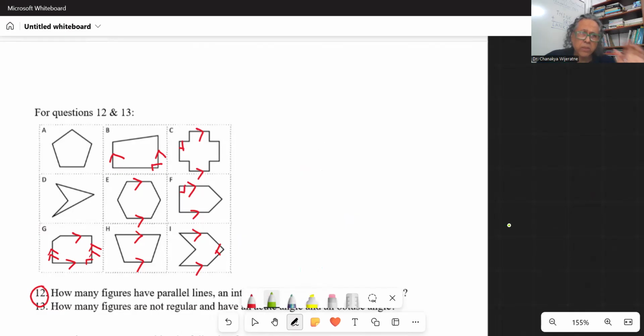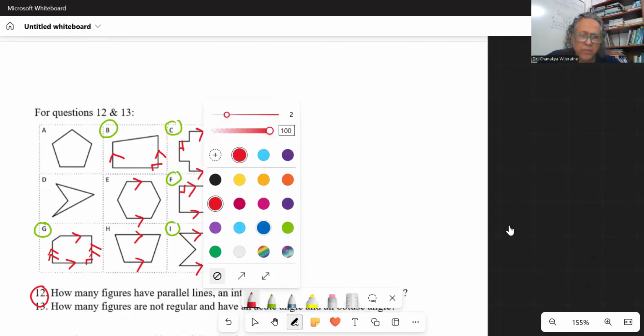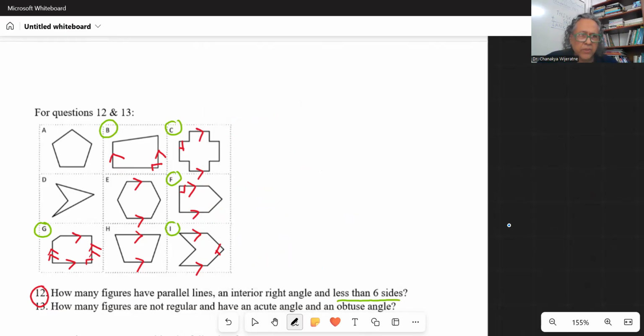circle parallel lines and right angle. So B, C, F, G, I. So now we have these five. And out of those, how many have the last condition, less than 6 sides? So this has 4, right? I'm going to use a different color. So this has 4. So this is one figure.